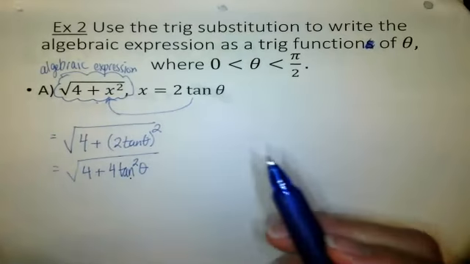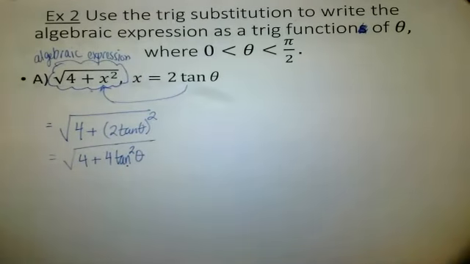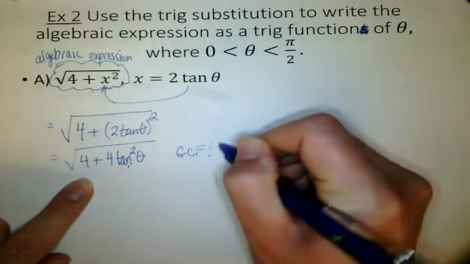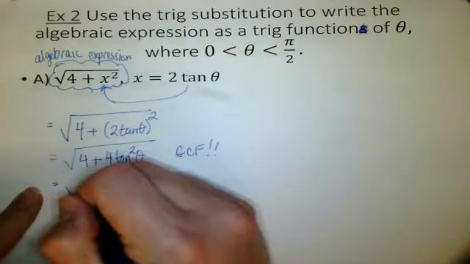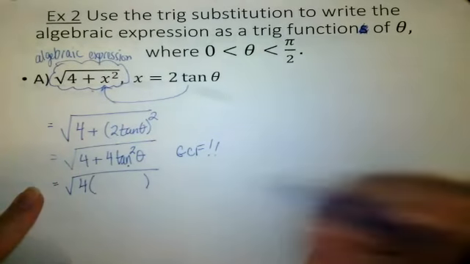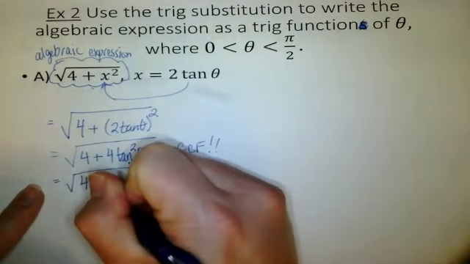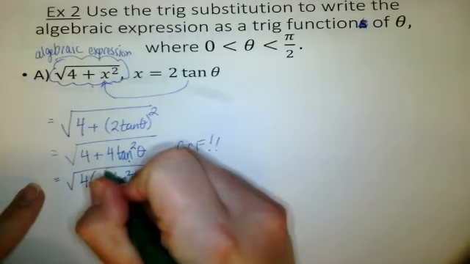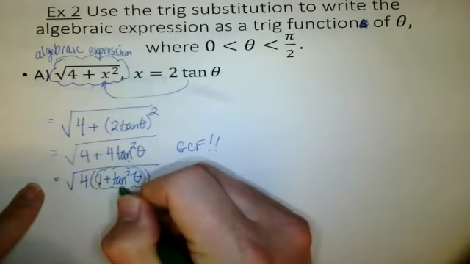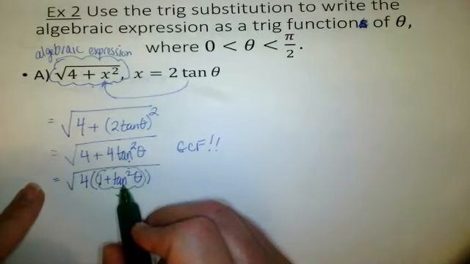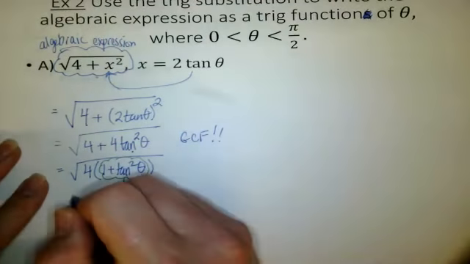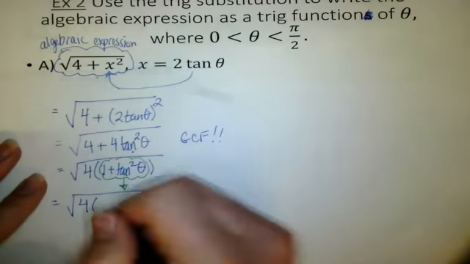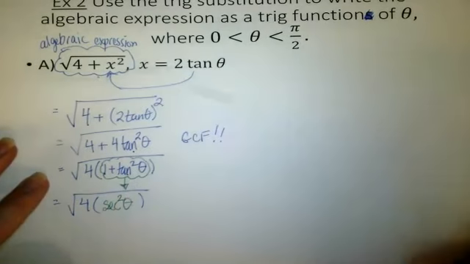Okay. And then to simplify this, this is the only time you can simplify under a radical. This has a greatest common factor of what? 4. Okay, so I'm going to take out the 4. And what's left behind would be what? 1 plus tangent squared of theta. Ooh, something squared with 1s. What is that? 1 plus tan squared is secant squared, by the Pythagorean identity. So now we have 4, and in place of 1 plus tangent squared, we get secant squared of theta.